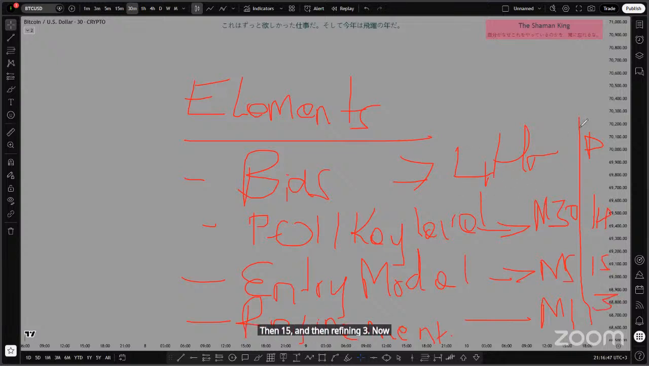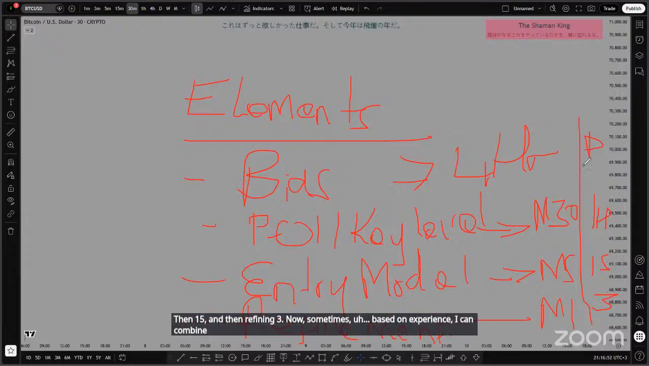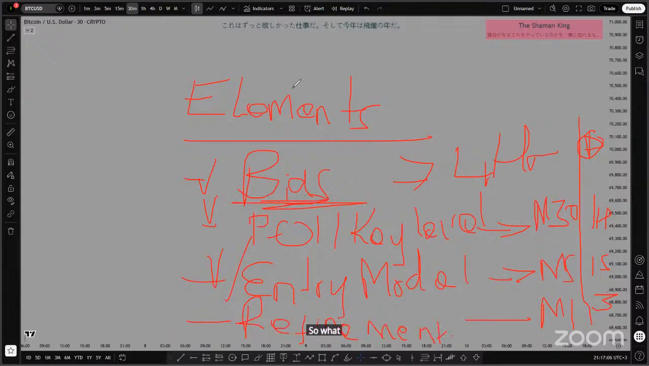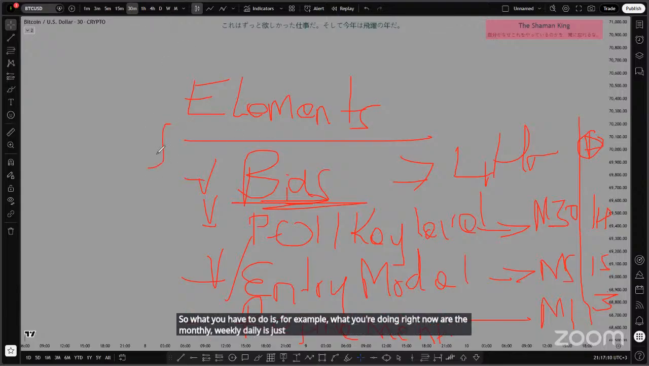Now, sometimes, based on experience, I can combine these time frames. That's why you may find me moving from daily, H4, H1, 15, whatever. But I understand whatever it is I am looking at. So these elements have to be ticked first of all. What we have to do, for example like what you're doing right now, is use the monthly, weekly, and daily just to confirm the long-term bias.